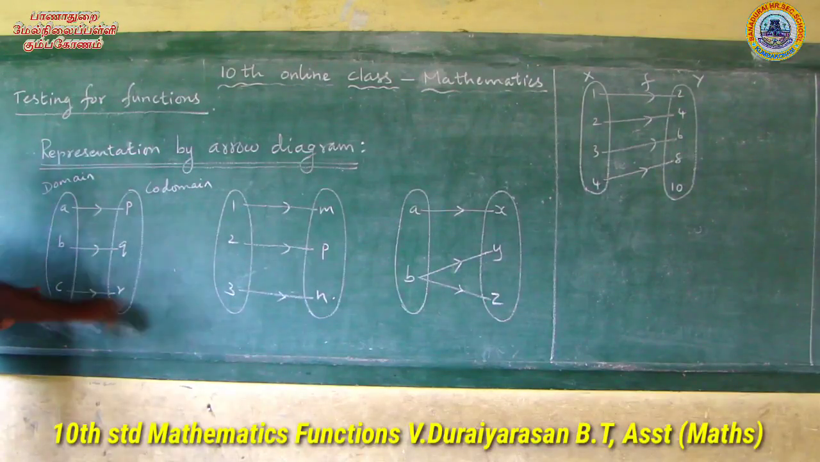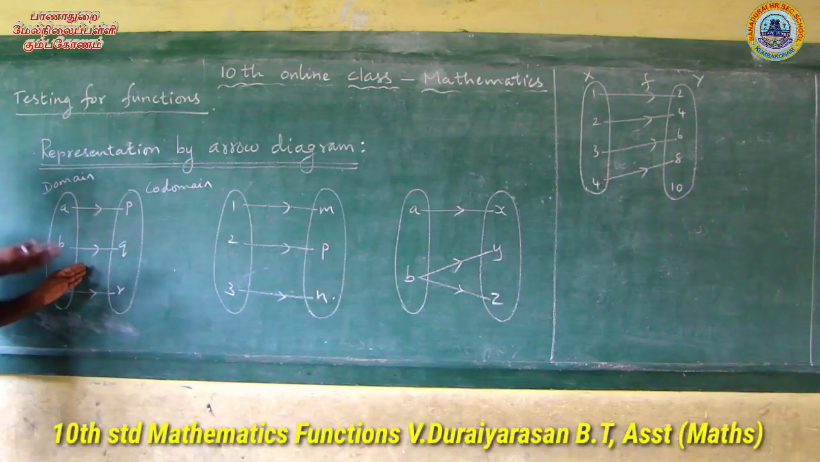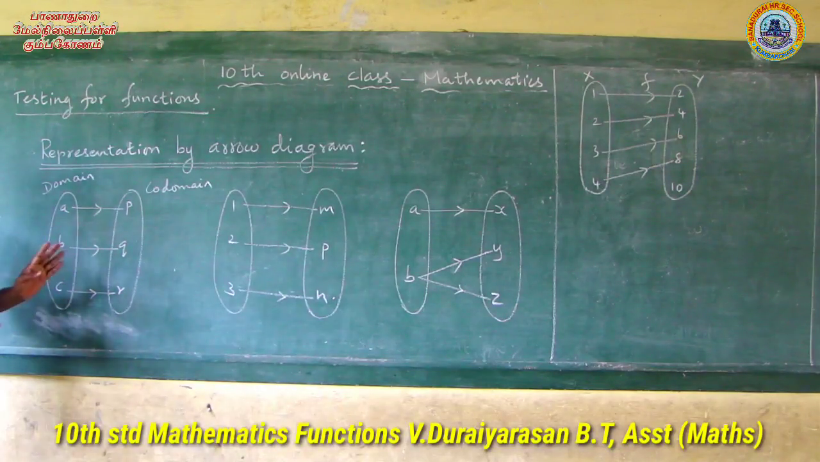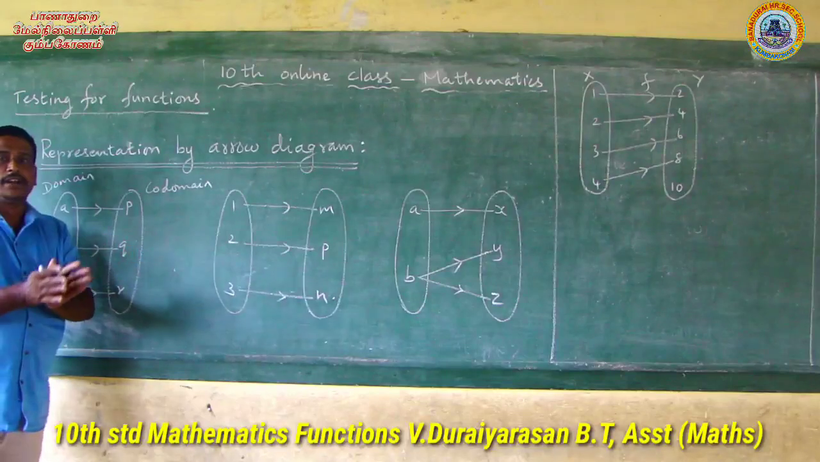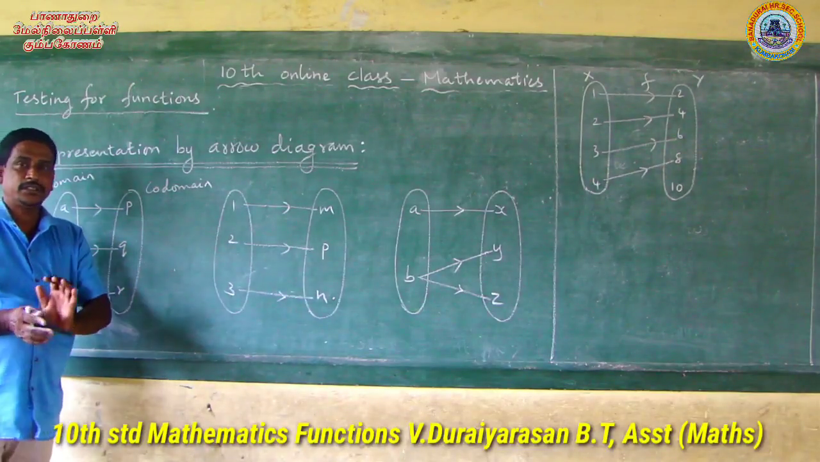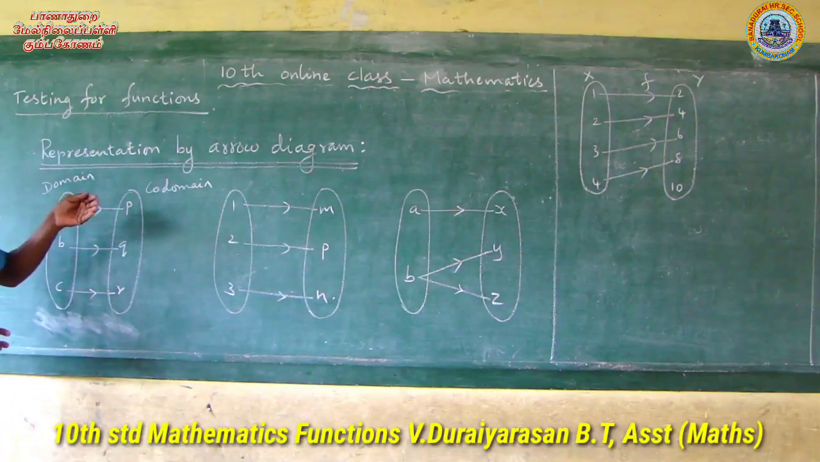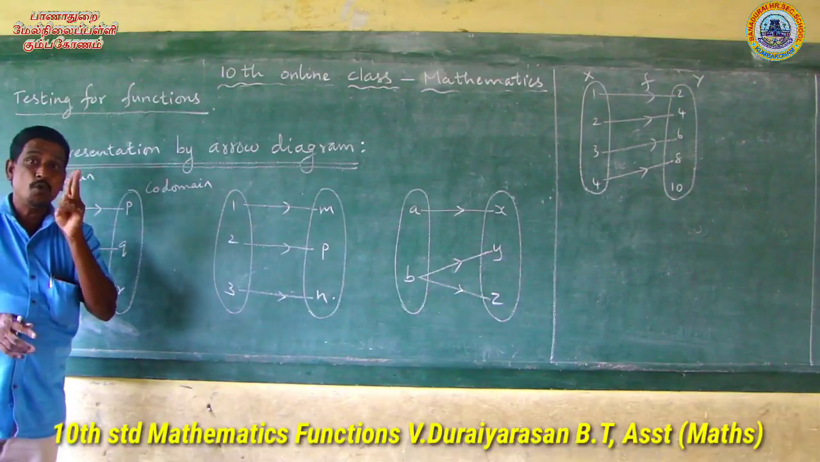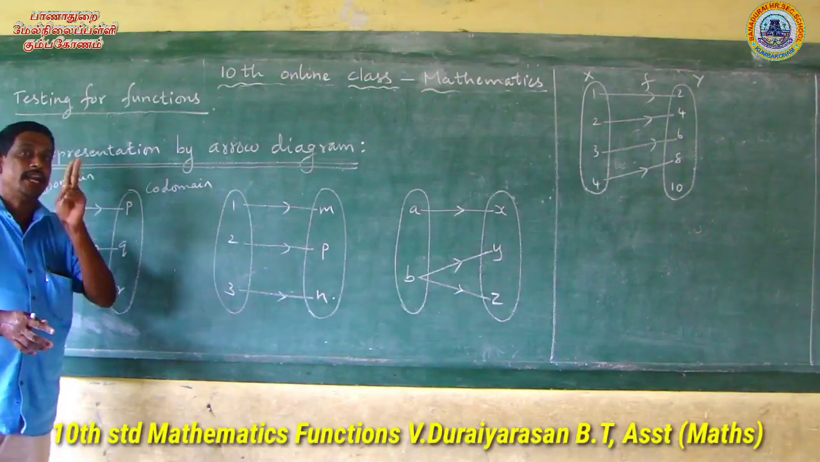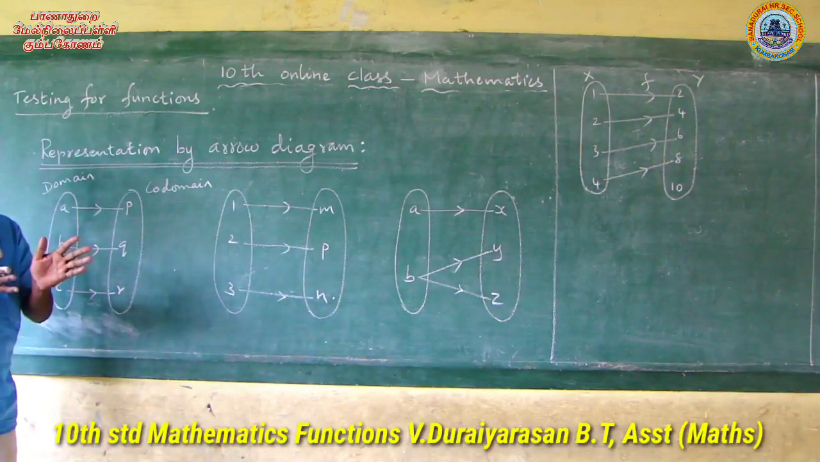Verify whether the given arrow diagram is a function or not. How do we calculate whether it is a function or not? Already we have the two important points. If the given arrow diagram satisfies the two points, it is a function.